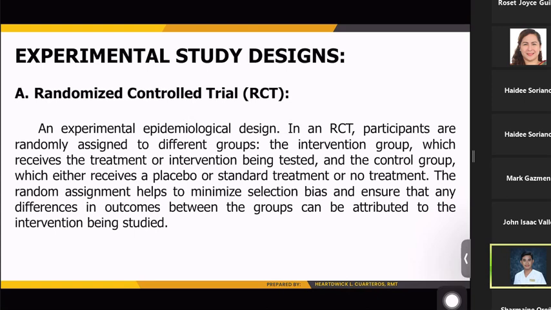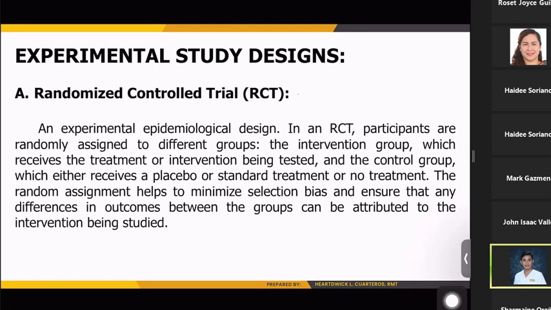Okay? So they don't have initial overview kung saan po sila, kung anong experiment ang gagamitin nila diyan. Okay? So the intervention group here receives the treatment or intervention being tested, and the control group, okay, either receives placebo or standard treatment or no treatment.